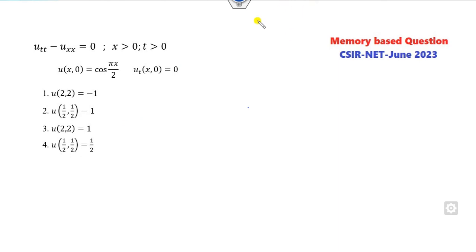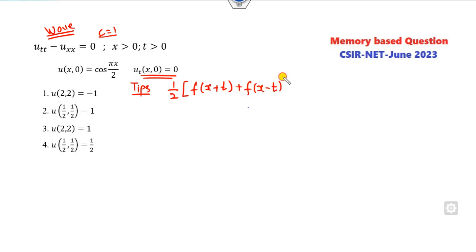Okay, look at another question. Now this is my wave equation. There are two methods. You can see in the wave equation, c is 1. The first method is you can apply the partial derivative is 0, so you can see this is simply x plus ct and x minus ct. Fine, this is my solution of this.